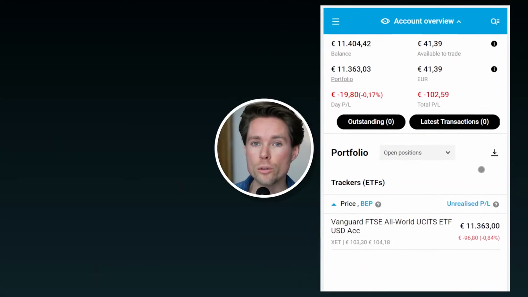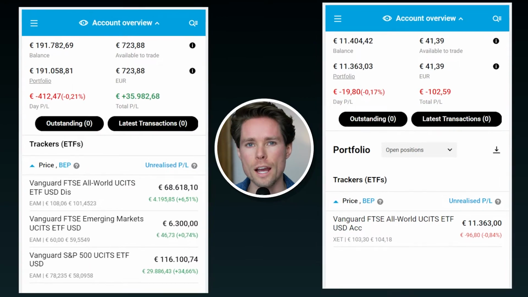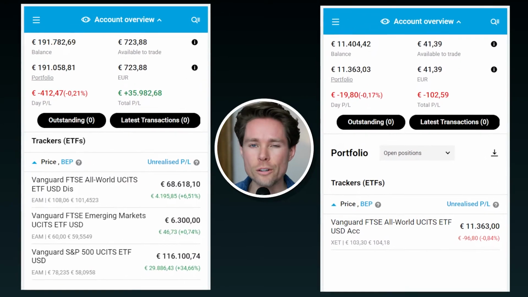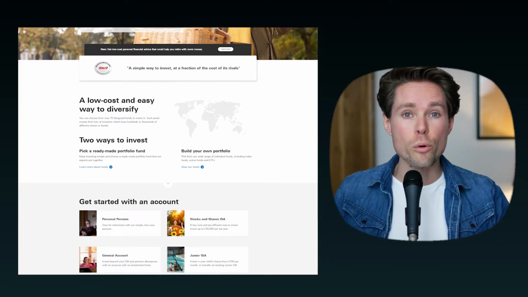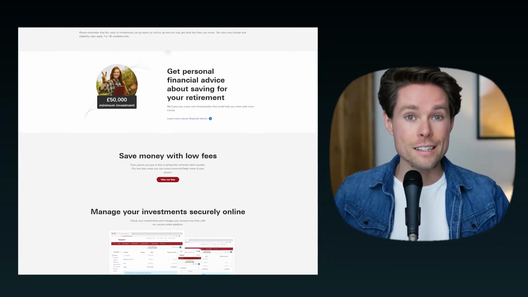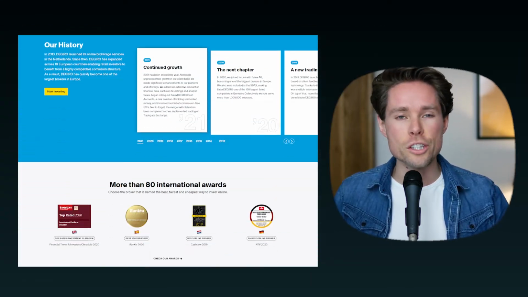I have a retirement brokerage account and a regular brokerage account. I'll show you the two accounts here on the screen in a bit, but do note I'm not using the Vanguard platform for buying Vanguard ETFs. Instead, I'm buying the Vanguard ETFs over at another brokerage called Giro.